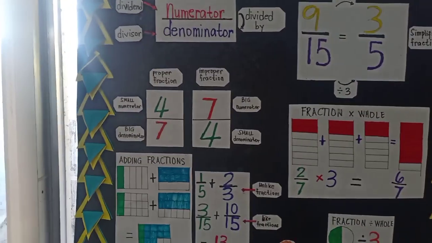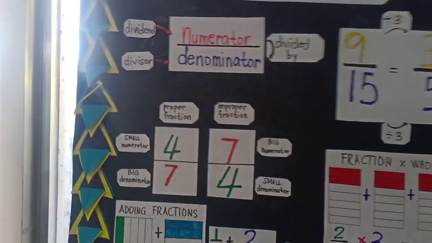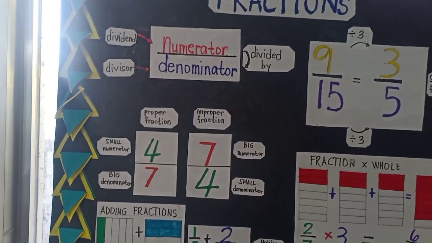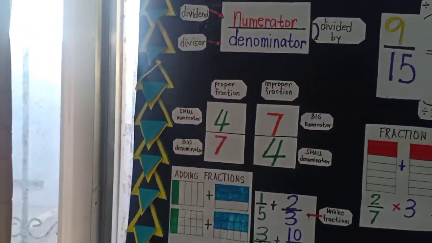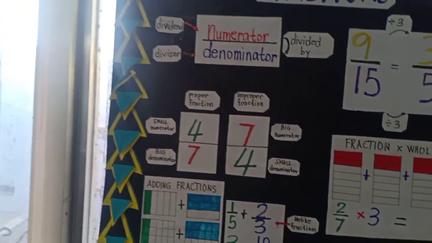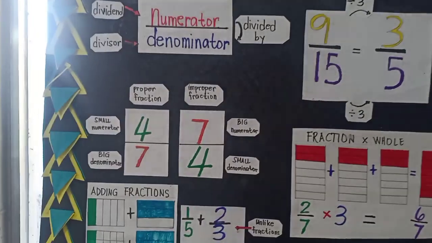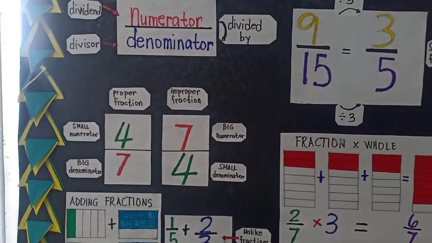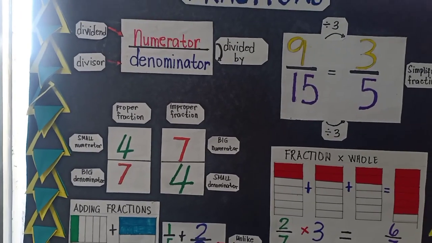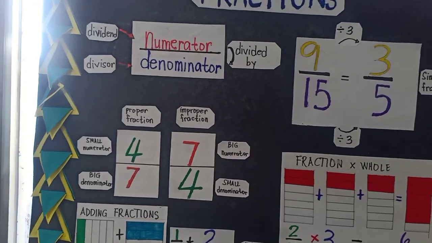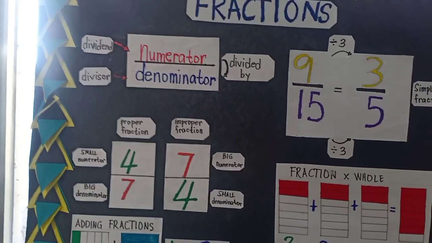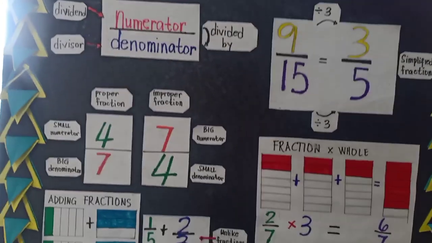And now let's proceed with the types of fraction. So I have here the proper fractions and the improper fractions. So 4 over 7 is a proper fraction because the numerator is less than the denominator. And the improper fraction is 7 over 4, because the numerator is greater than the denominator.